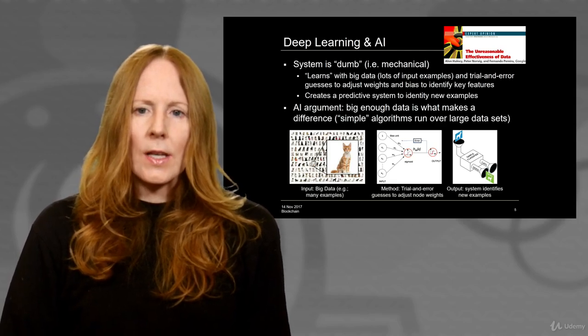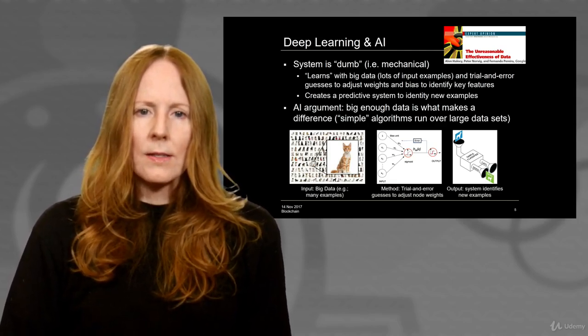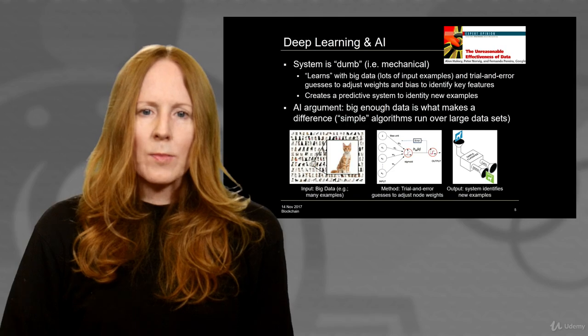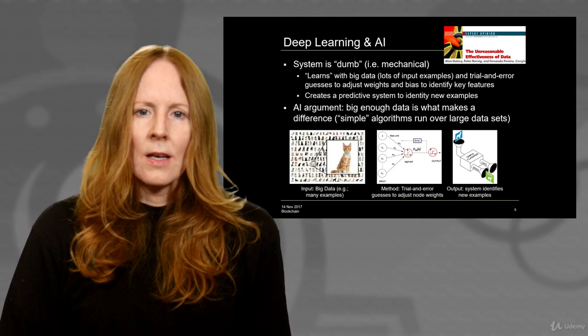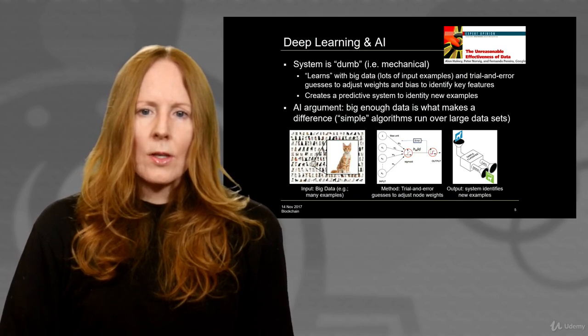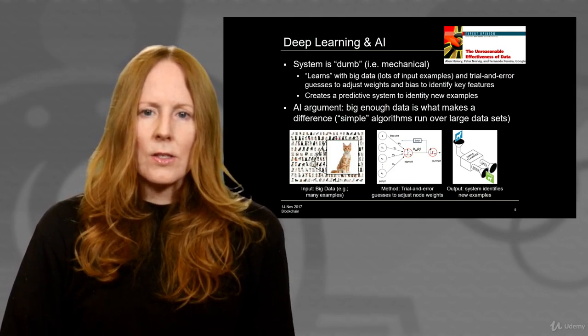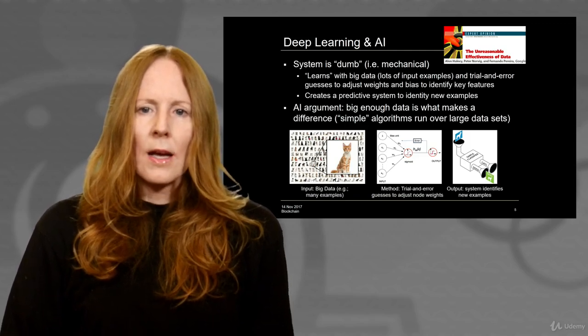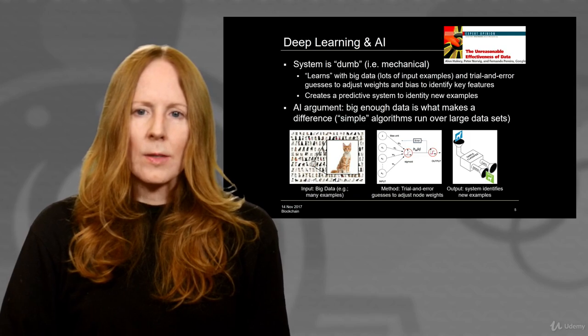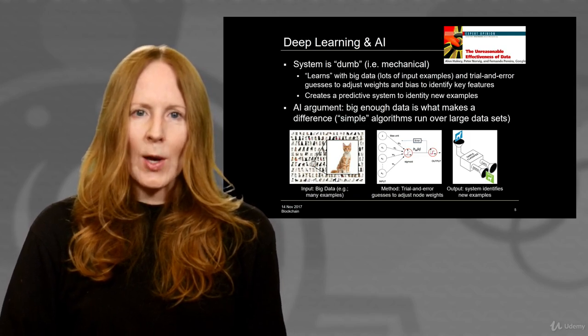The pictures at the bottom indicate the 3 key steps. Number 1 is the input being very big data, many examples. Step 2 is the method of using trial and error guesses to adjust computation graph node weights. And number 3, such that the output system correctly identifies new examples.